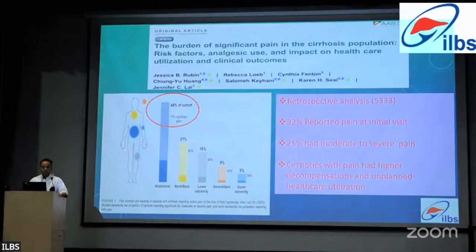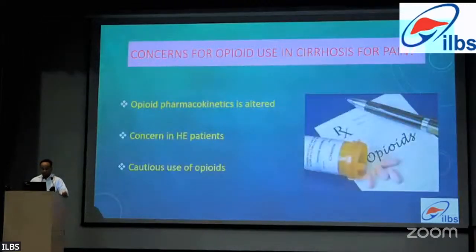And abdominal pain was the most common site for the pain, which was far more common than pain at other sites. They also found that the patients who had pain had more decompensation, so they had a poor prognosis in comparison to the patients who did not complain of any pain at the initial visit to the hepatology clinic.